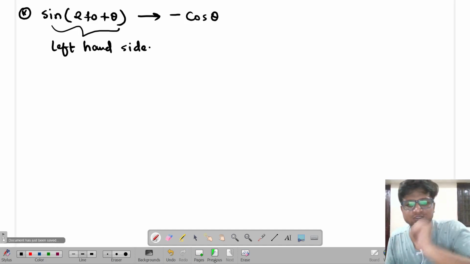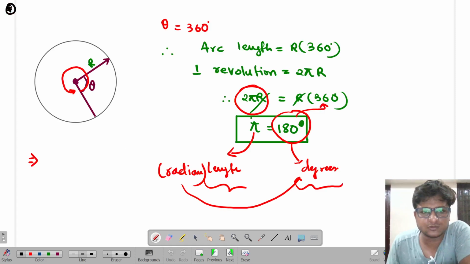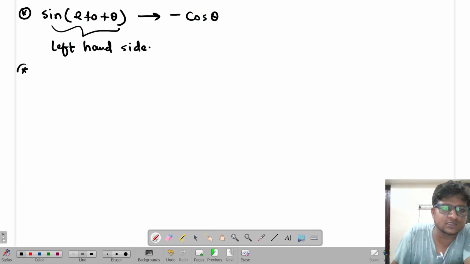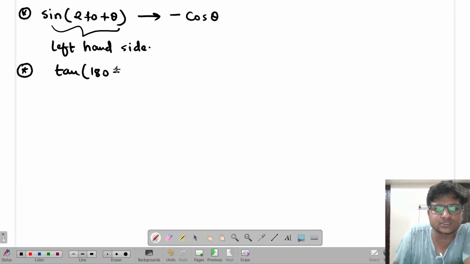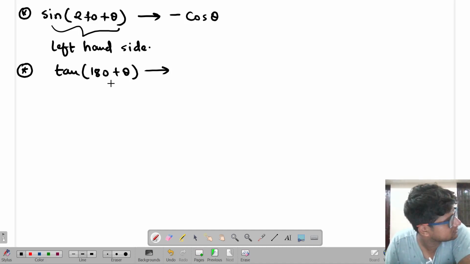So tomorrow onwards, you should make perfect notes. I'll give you the time to make the notes. In that only you'll have to make. Now, tell me, what will be the answer of similarly, tan (180 plus theta)? Which axis is it, x or y? So I'll get exactly tan theta.